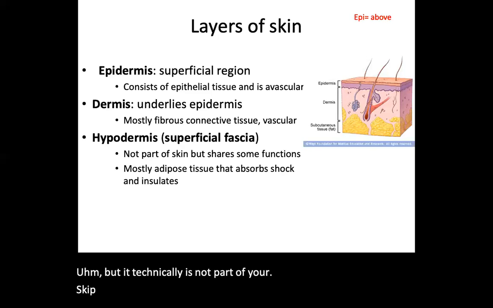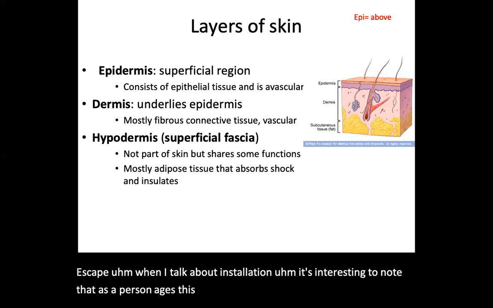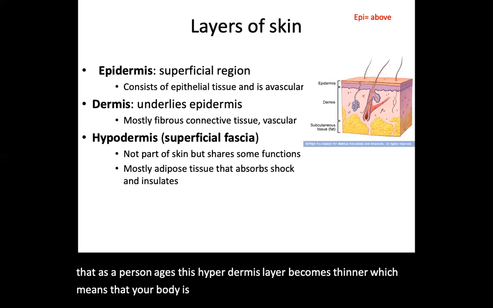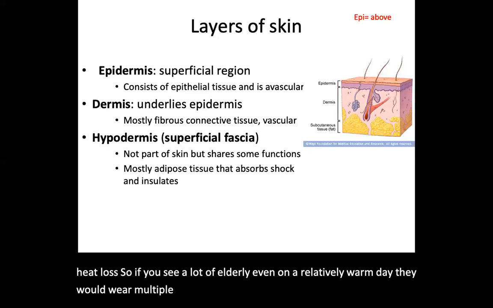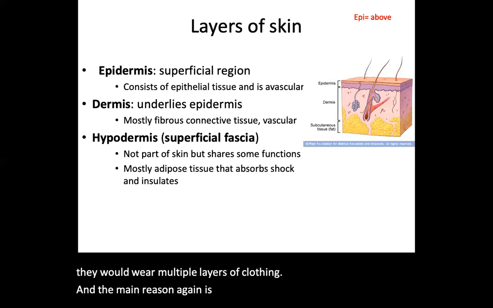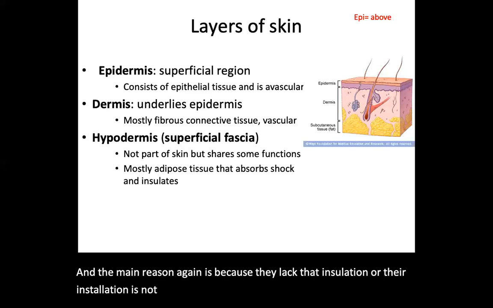skin. When I talk about insulation, it's interesting to note that as a person ages, this hypodermis layer becomes thinner, which means that your body slowly loses the capacity to insulate or prevent heat loss. So if you see a lot of elderly people, even on a relatively warm day, wearing multiple layers of clothing, the main reason, again, is that their insulation is not as significant as you would see in younger individuals.